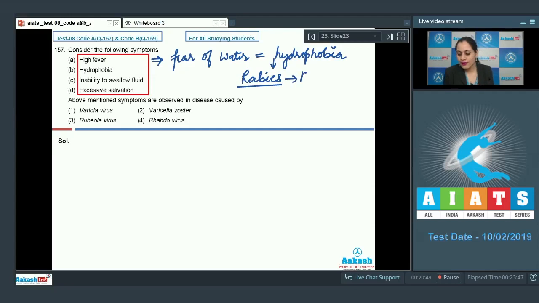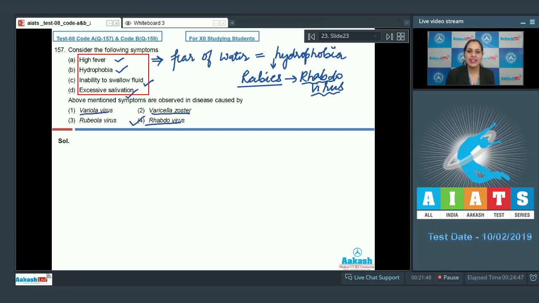Rabies is caused by rhabdovirus and is characterized by high fever, hydrophobia, inability to swallow fluid, and excessive salivation. So the correct answer to this question is option number 4, rhabdovirus. Let's discuss other options also. The very first option is variola virus.